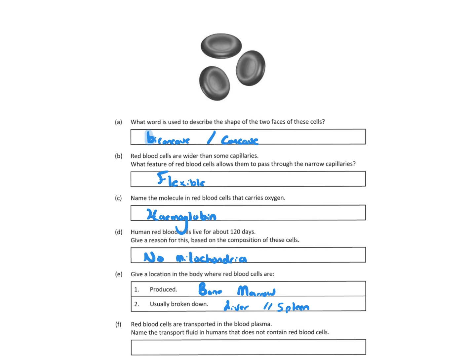Okay, red blood cells are transported in the blood plasma. Name the transport fluid in humans that does not contain red blood cells. Okay, so we haven't fully looked at this, but we did mention the lymphatic system that can be transported around in lymph. It's the fluid that's part of the lymphatic system, which does go hand in hand with the circulatory system, but we're not going to have a massive look at that today. We'll have a look at that in another Saturday session. But for today, if you just focus on parts A, B, C, D, and E, that's more than enough, and we'll have a look at the lymphatic system at a later point.